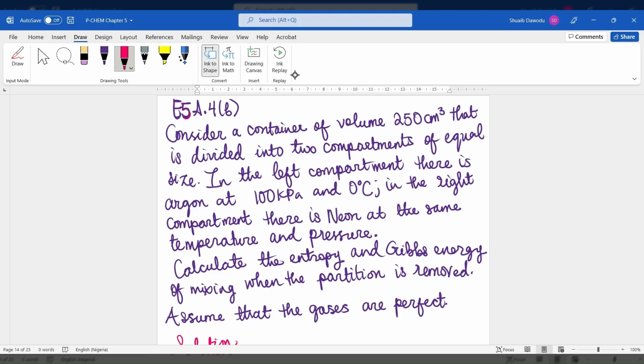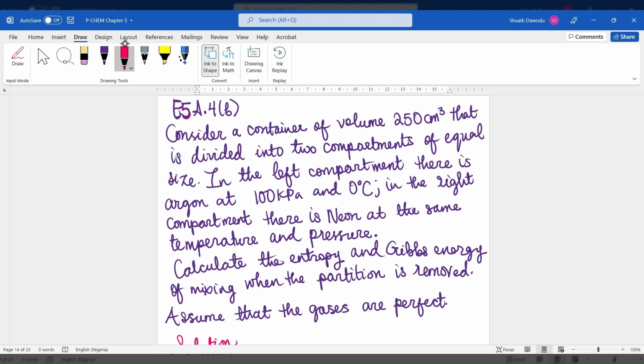Today we're going to be working on the question on the screen that says, consider a container of 250 centimeter cube that is divided into two compartments of equal size. In the left compartment, there is argon at 100 kilopascal and 0 degrees Celsius. In the right compartment, there is neon at the same temperature and pressure. Calculate the entropy and Gibbs energy of mixing when the partition is removed. Assume the gases are perfect.